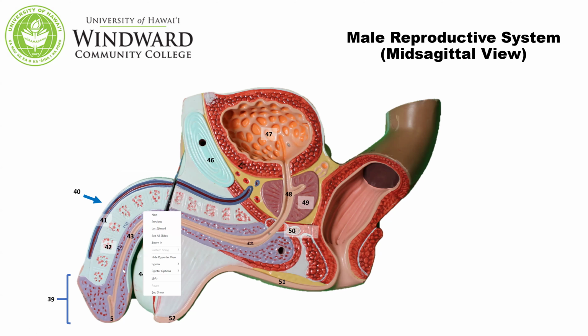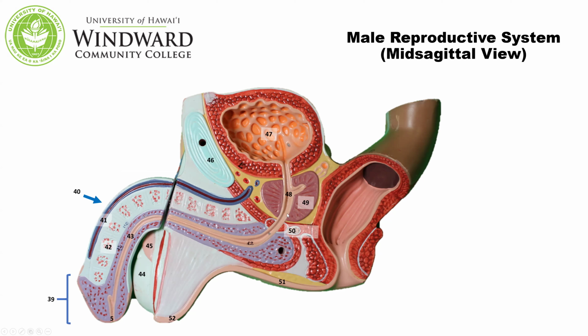44, what is that structure there? Testes. Yeah, testis is singular, testes plural, either one's fine. 45, this is where the sperm is stored prior to ejaculation. Epididymis. Good. 52 down here, the skin surrounding the testes. Scrotum, good. Going back up to 46, what is that weird looking thing? Pubic symphysis. It's just part of the pubic bone. 47 is the bladder. 48, where are we at?